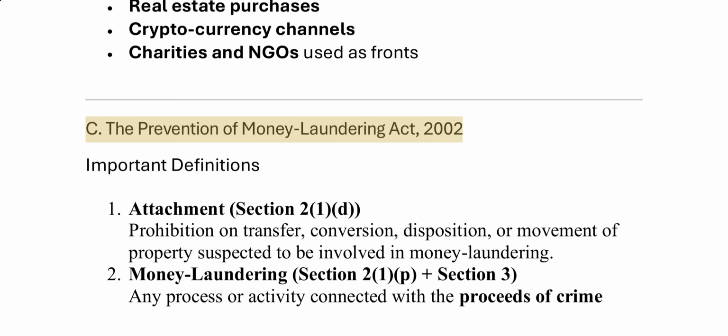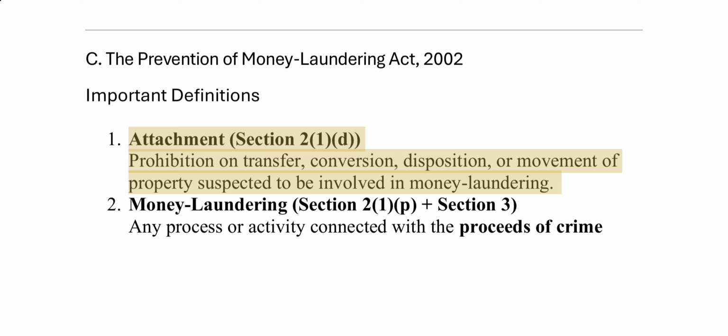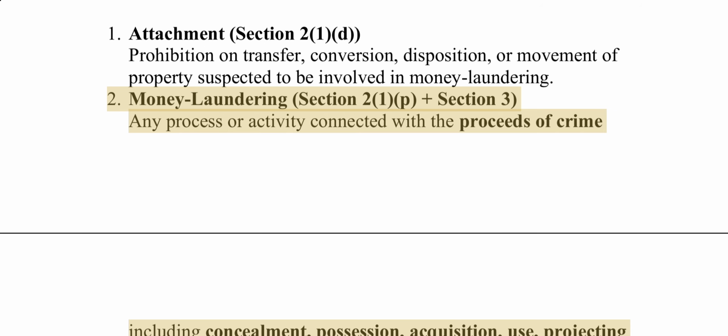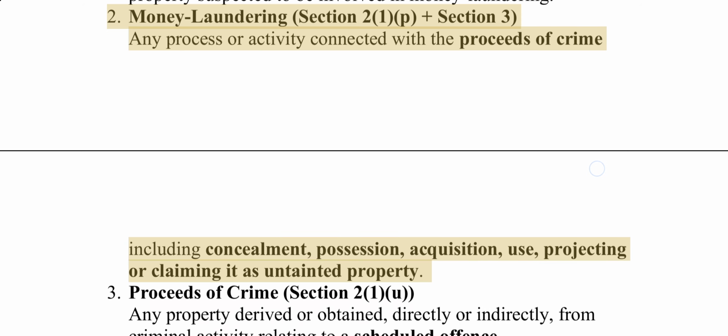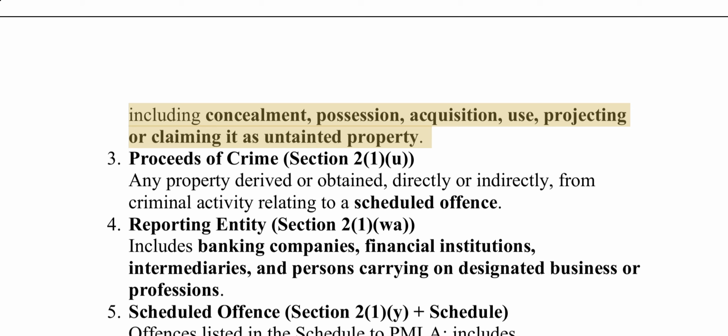C. The Prevention of Money Laundering Act, 2002. Important definitions. 1. Attachment, Section 2(1)(d): prohibition on transfer, conversion, disposition, or movement of property suspected to be involved in money laundering. 2. Money laundering, Section 2(1)(b) plus Section 3: any process or activity connected with the proceeds of crime including concealment, possession, acquisition, use, projecting or claiming it as untainted property.